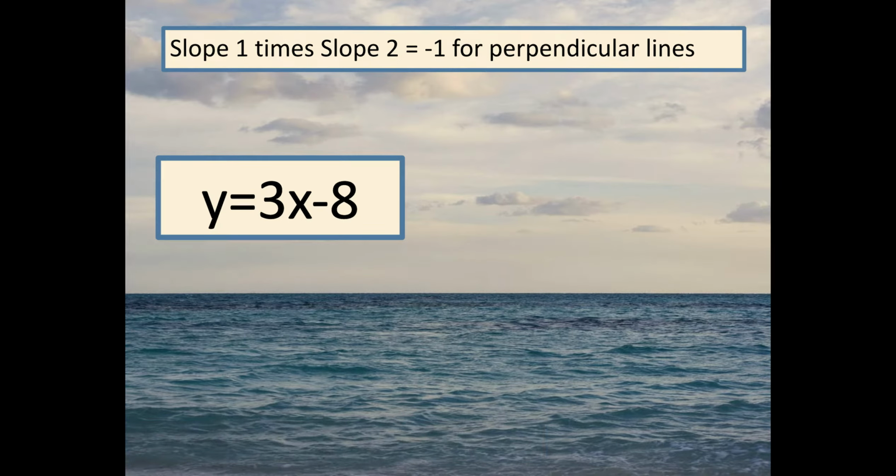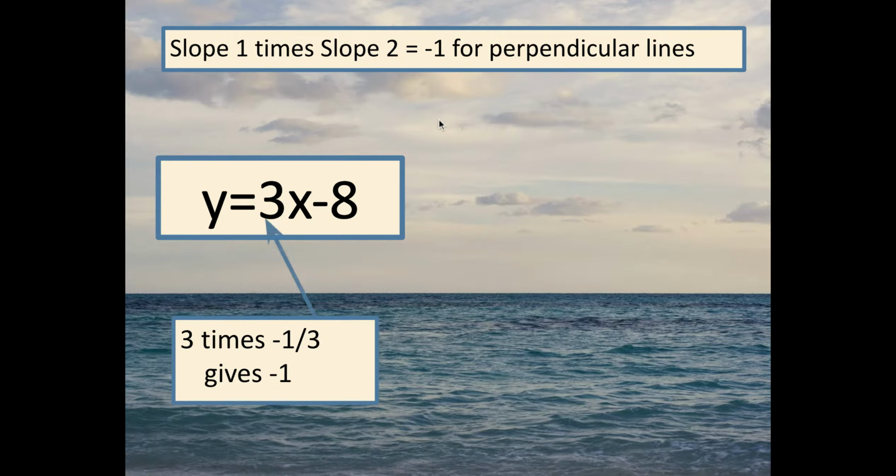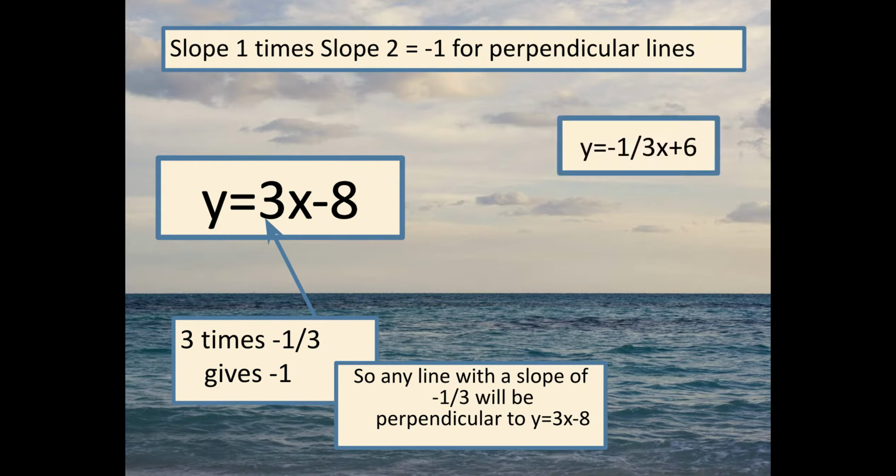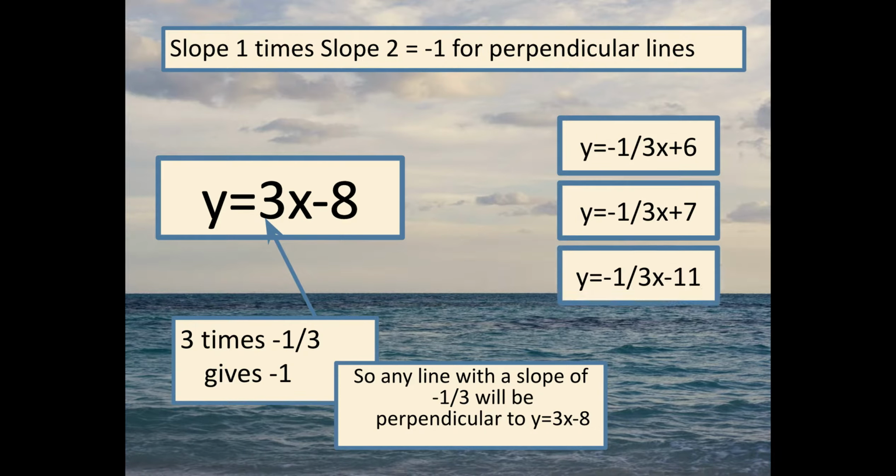So here are some examples to go with this. We said slope 1 times slope 2 should equal -1 for perpendicular lines. So 3 times -1/3 gives you -1. So any line with a slope of -1/3 would be perpendicular to y equals 3x minus 8.